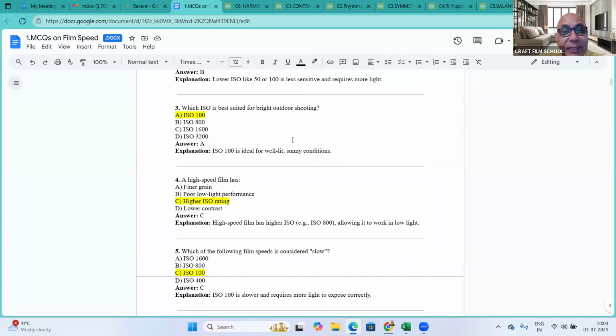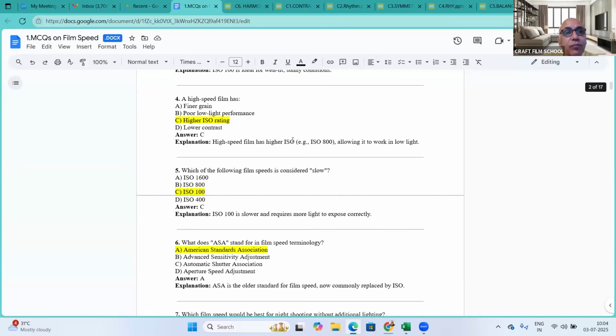Which ISO is best suited for bright outdoor shooting? Again, a very indirect way of asking. Bright outdoor shooting means fine grain film is required, which means around 50 ASA, 100 ASA. So among these 400, 800, 1600, 200, we are going to the fine grain film, which is 100 ASA. A is the correct answer.